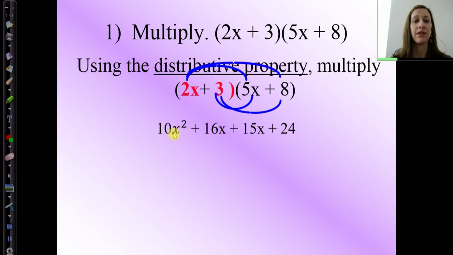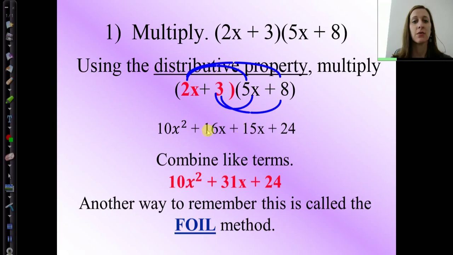So we should have 10x squared from multiplying 2x and 5x. We should get 16x from multiplying 2x and 8, 15x from multiplying 3 and 5, and then get 24 from multiplying 3 and 8. And when you're done, you will always have some like terms to combine. In this case, we can combine 16x and 15x for 31x. So when you multiply two binomials, you will end up with a trinomial.